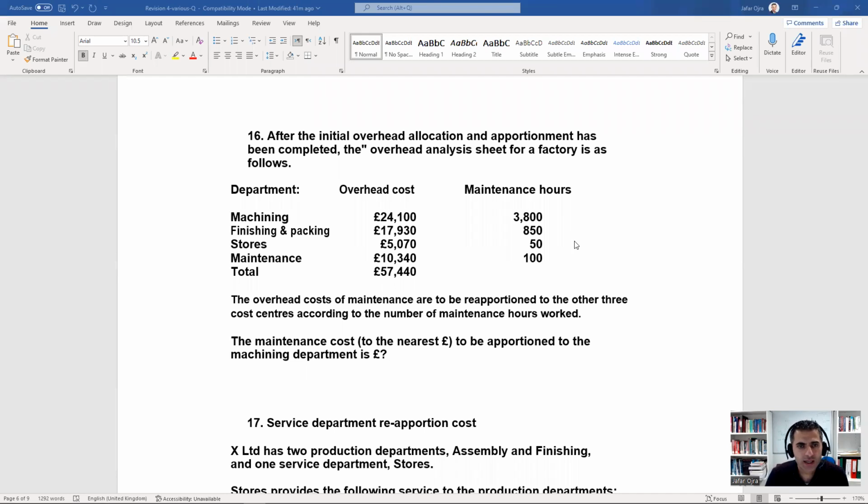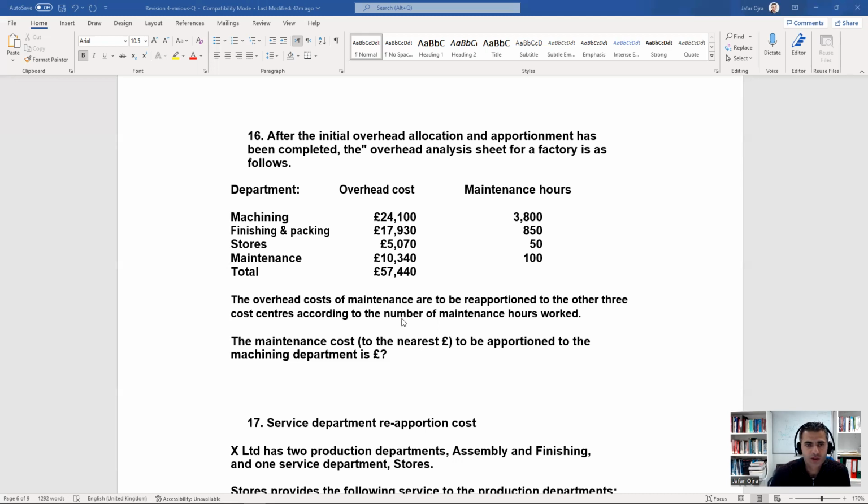Let's move to question 16. After the initial overhead allocation and apportionment has been completed, the overhead analysis sheet for the factory is as follows. You will see departments, including production departments such as machine department and finishing and packaging, and we have two non-production departments, stores and maintenance. So the total overhead cost in each department, plus the maintenance hours.